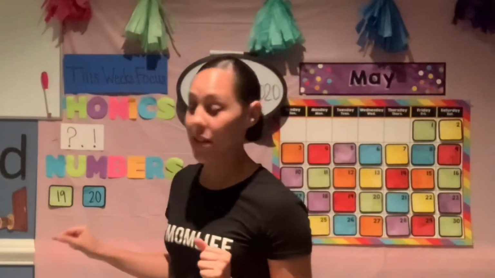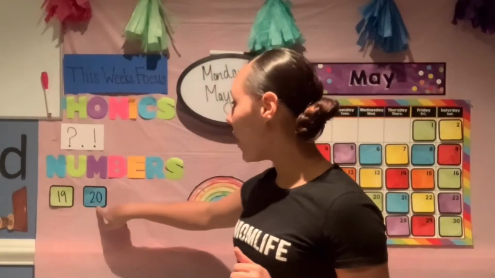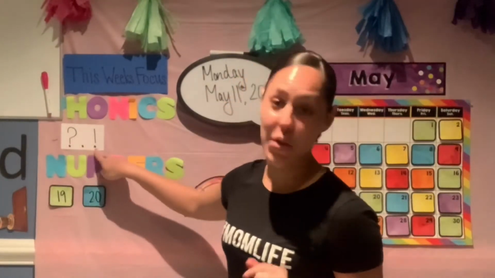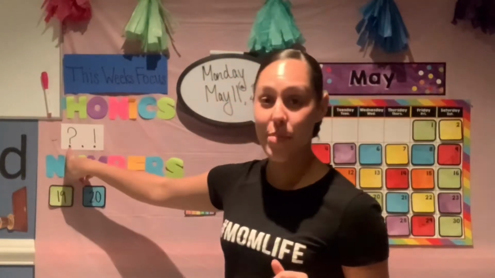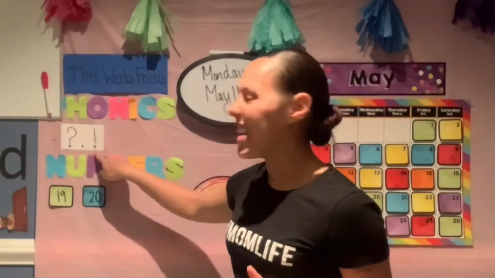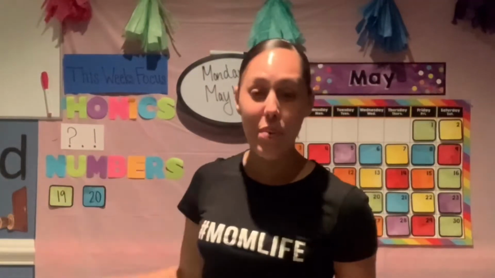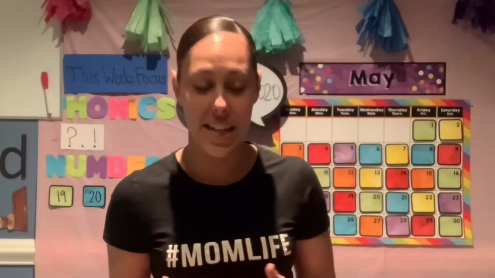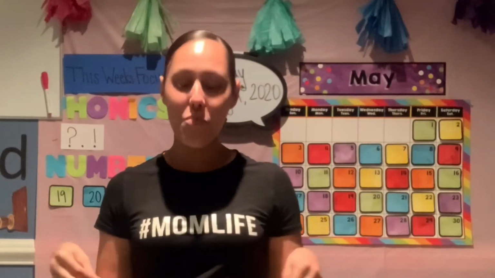So for this week, two things. We are going to be focusing on the numbers 19 and 20. And we are also going to be learning what these little things mean. So we have a question mark, a period, and an exclamation point. And depending on which one is at the end of a sentence when you're reading, it'll tell you how to say the sentence, which we will focus on a little bit more this week.